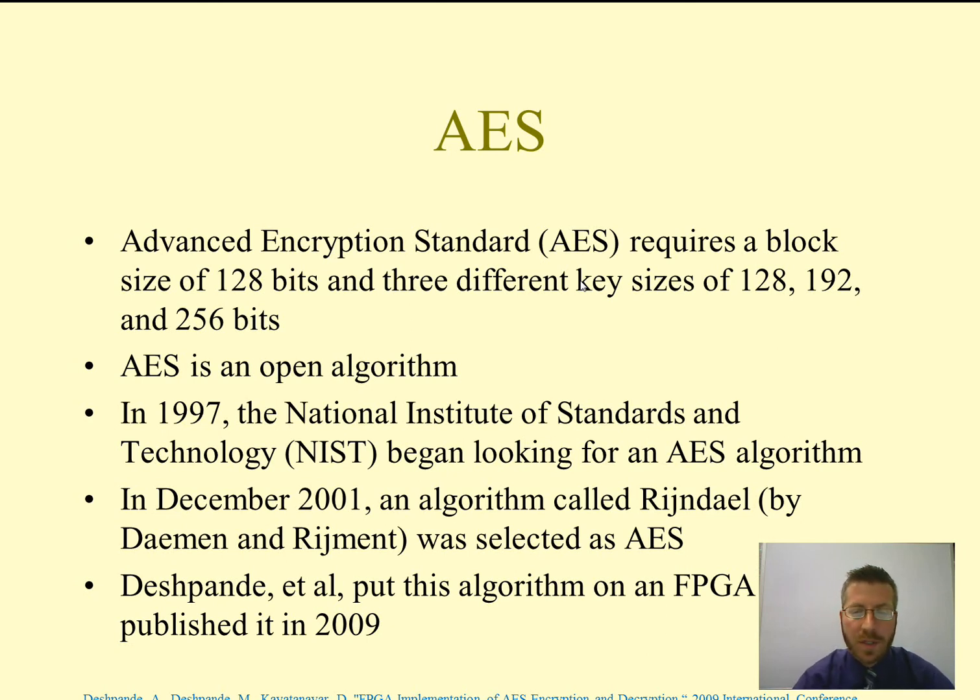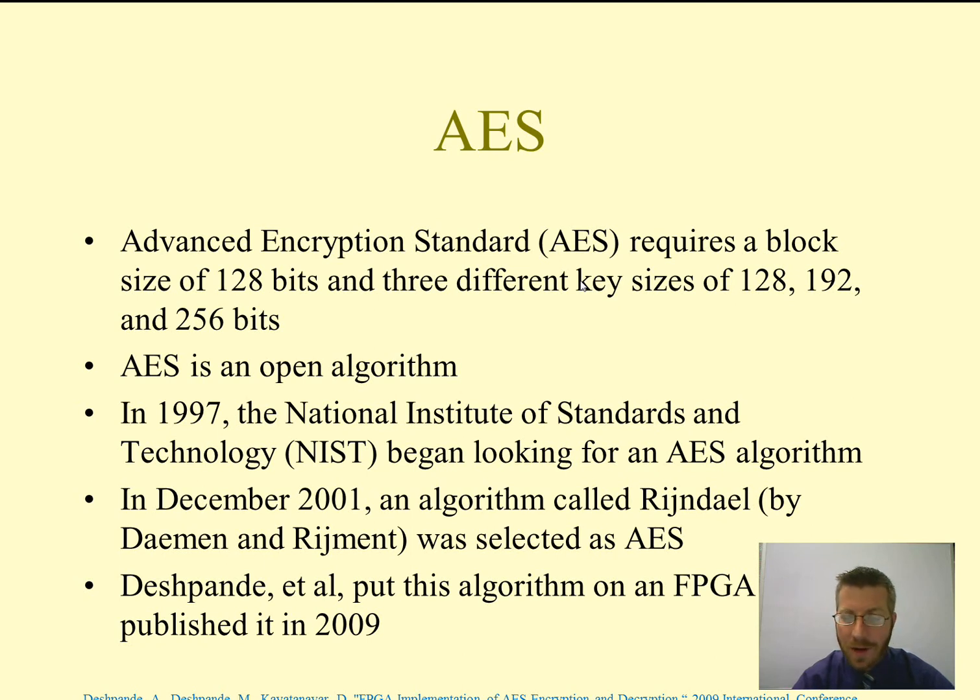The Advanced Encryption Standard came out this way: in 1997, the National Institute of Standards and Technology began looking for an algorithm. They wanted to find an advanced encryption standard to use. They called it AES. So they opened this up. There was a competition. There were a number of algorithms submitted. There were about 12 of them that made the final cut.